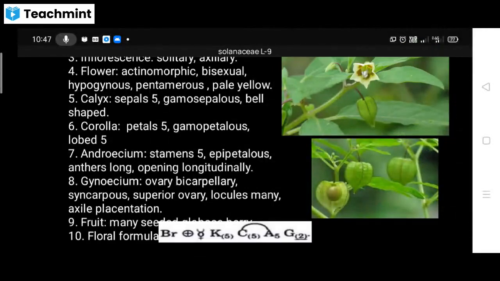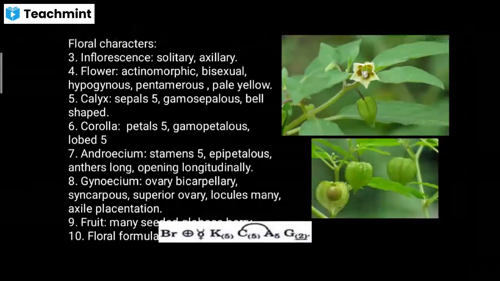The corolla is 5 petals, and they are gamopetalous, that means they are fused and have a lobed structure. Then next is about the androecium. The androecium in this flower is also 5 in number and they are epipetalous. So they are always attached to the petals.